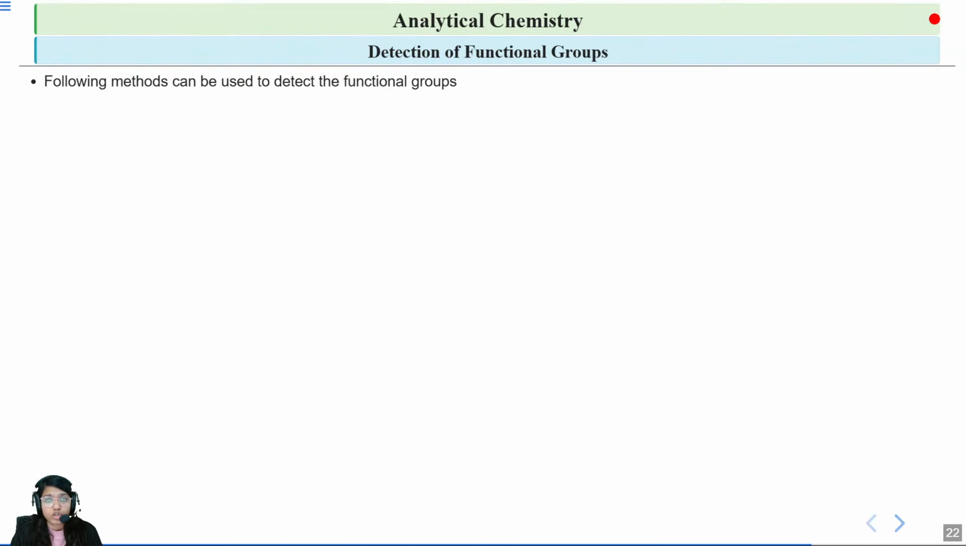Now we will study the detection of functional groups in organic compounds. There are various methods available for identifying the presence of a functional group in a compound. These methods typically involve chemical tests or instrumental techniques that help to determine the specific type of functional group based on characteristic reactions or spectral data.